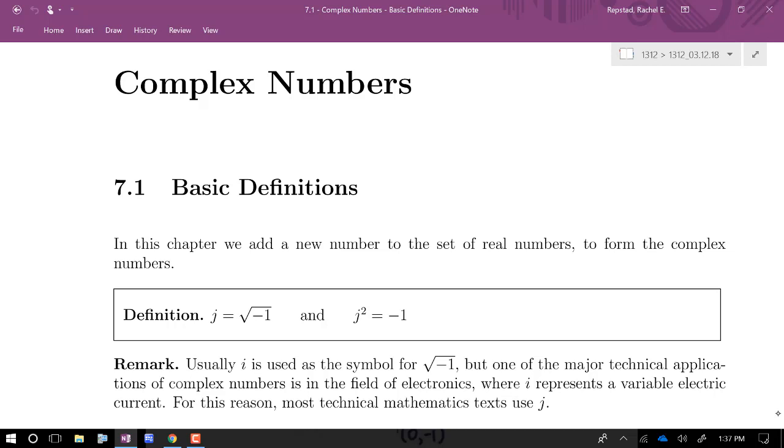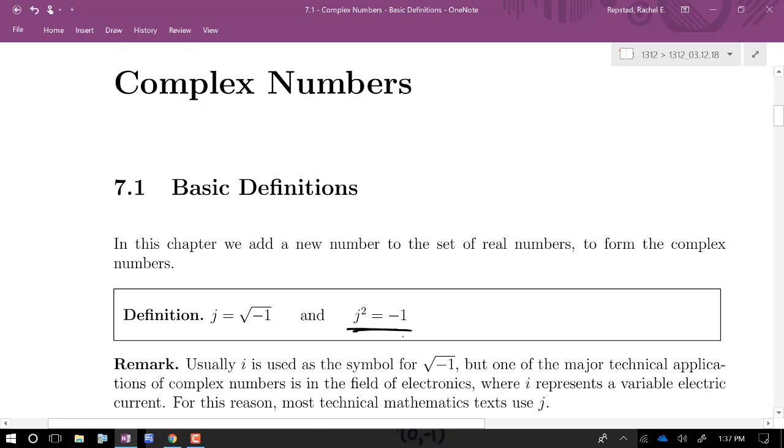We add a number to the real numbers. I mean, it's not that this is a real number, but we're going to add something to this to create a whole other set of numbers. And that is J. It's the square root of -1. It is the number such that when you square it, you get -1.